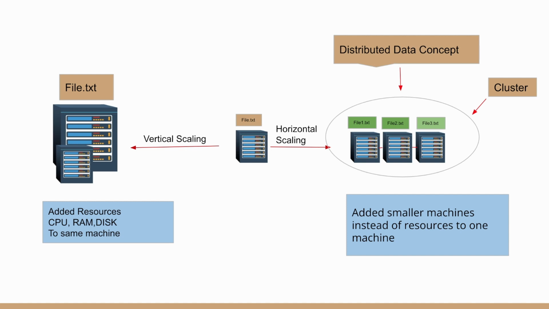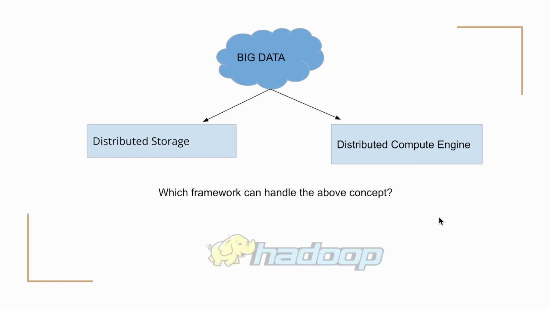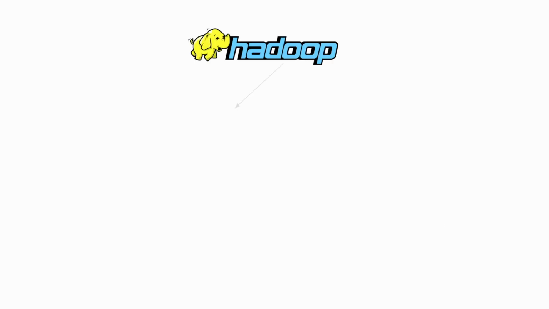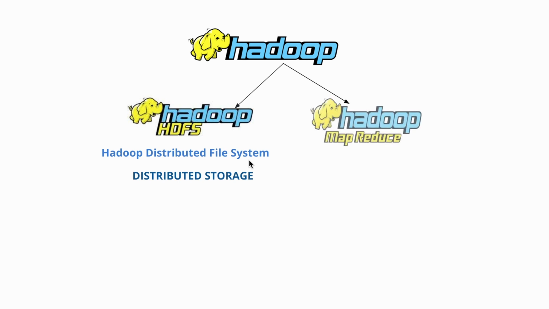What is left? We need a distributed compute engine to process the data across multiple machines in parallel. So in big data, there are two main terms: distributed storage and distributed compute engine to process the data across many machines parallelly. Which framework can handle the above concept? Hadoop. Hadoop has HDFS as distributed storage, which is basically the Hadoop Distributed File System. And MapReduce is a distributed compute engine to process the distributed data in parallel across many machines.